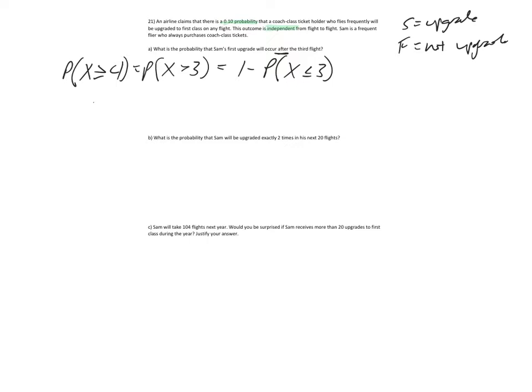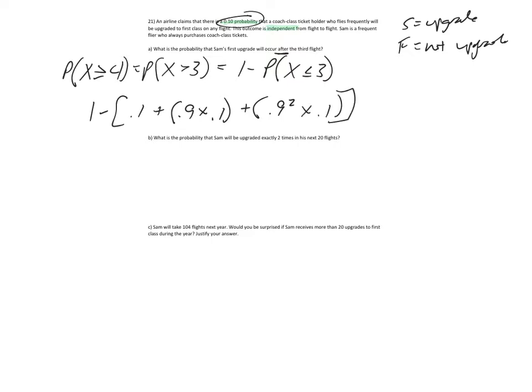So what we're really looking at is, in general, what's the probability that the upgrade happens on the first flight? Well, it said there's a 10% probability of an upgrade, so that would just be 0.1. The chance of the first upgrade happening on the second flight would mean that he first has a fail on the first flight and then succeeds with an upgrade on the second flight. And then finally, to have the first upgrade be on the third flight would mean that there's 2 fails. So 0.9 times 0.9, or 0.9 squared, and then times the probability of a success.